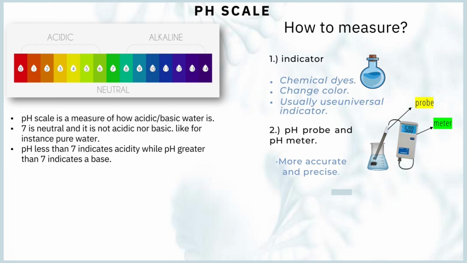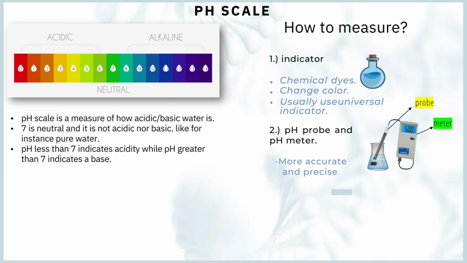Now we can measure pH in some different ways, and the first one is using an indicator. The indicator is actually some chemical dyes that will change color depending on the pH of the solution. Usually we use the universal indicator and the color will change just like the pH scale given here.